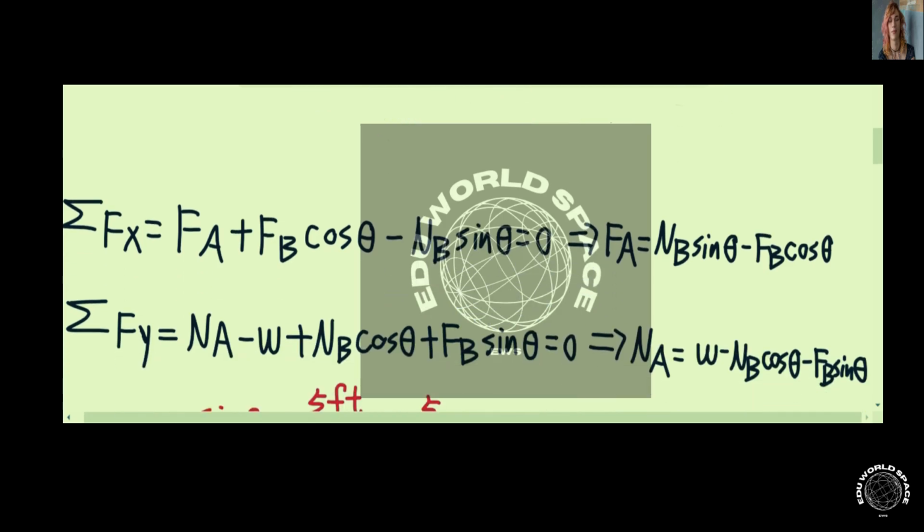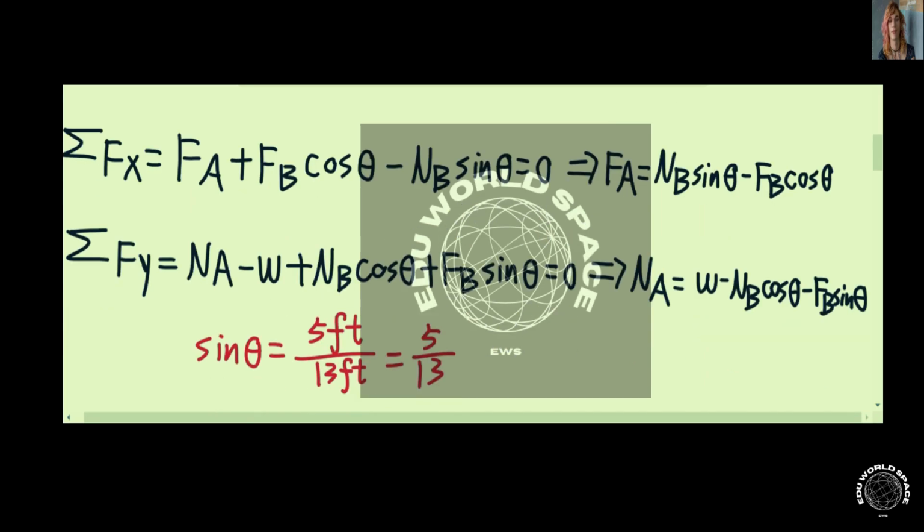So in the y direction, we have Na minus W plus Nb cosine theta plus Fb sine theta equal to 0. Therefore, we have Na equal to W minus Nb cosine theta minus Fb sine theta. Na here is the normal force at point A. W is the gravity of the bar. So we know sine theta is equal to 5 feet over 13 feet, which is 5 over 13.